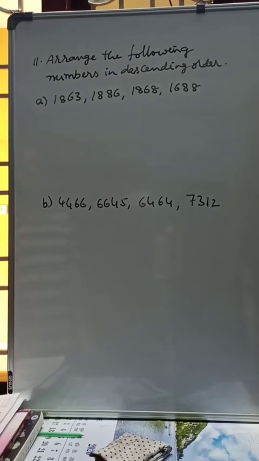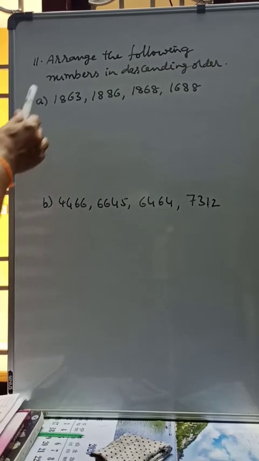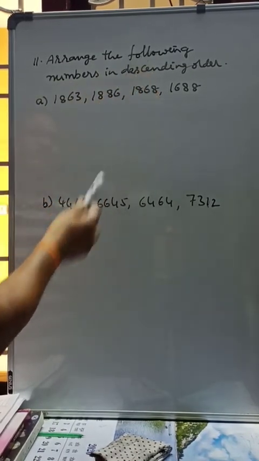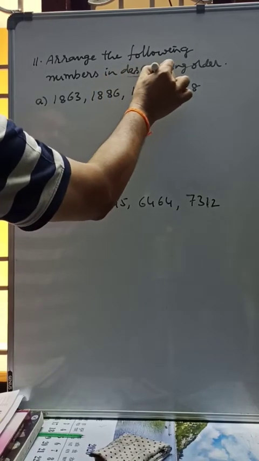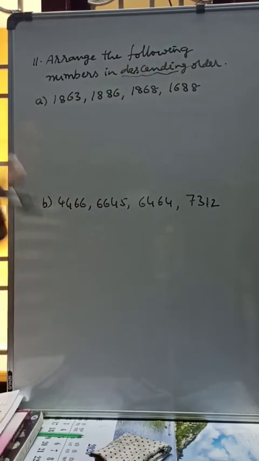After the 10th sum, coming to the 11th one, we will ask you to arrange the following numbers in descending order. The meaning of descending order is that we have to write from bigger to smaller. The biggest number we write first, then we proceed to the smallest number.